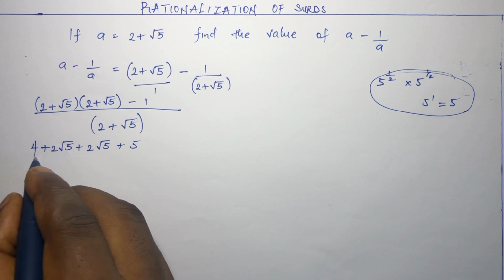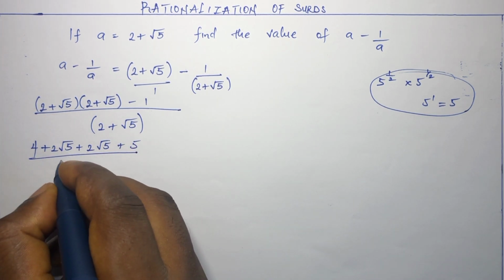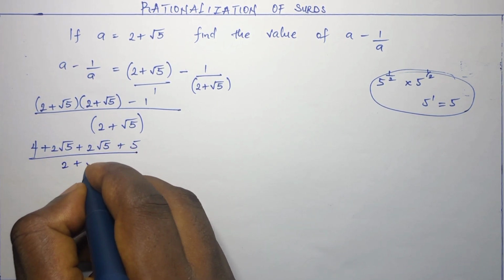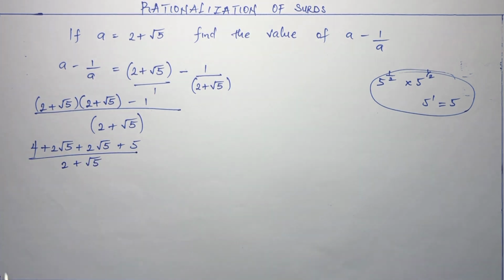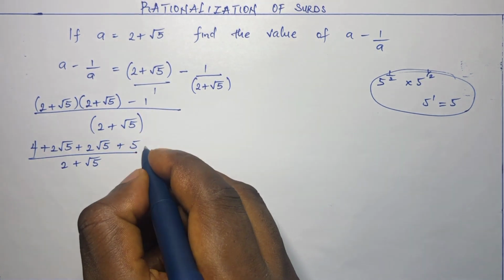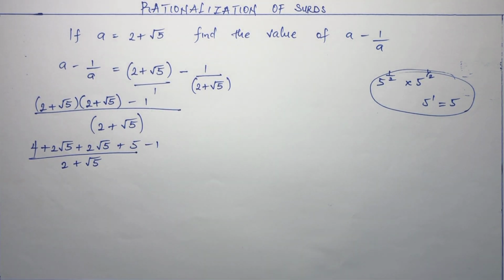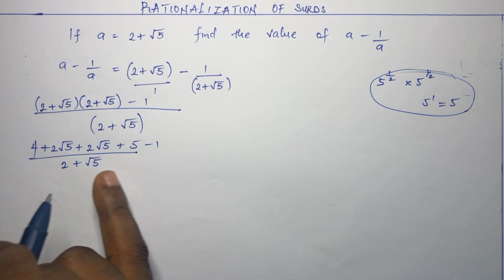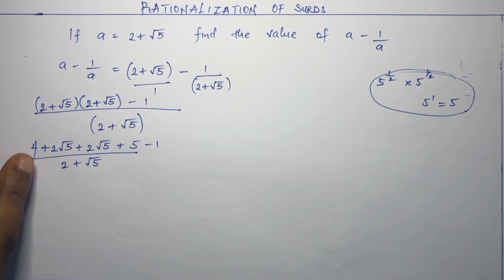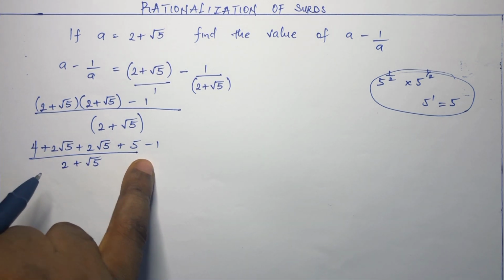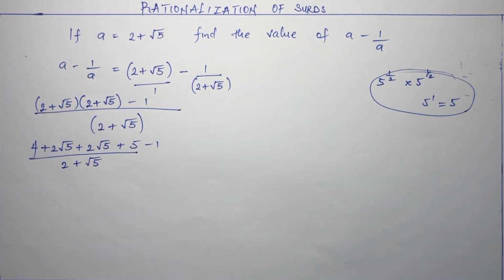And then divided by 2 plus root 5. Good. So from what we have here, also remember to add your negative 1 here. And then if we evaluate what we have in the numerator, we'll have 4 plus 5, which is 9, minus 1, which will give us 8.